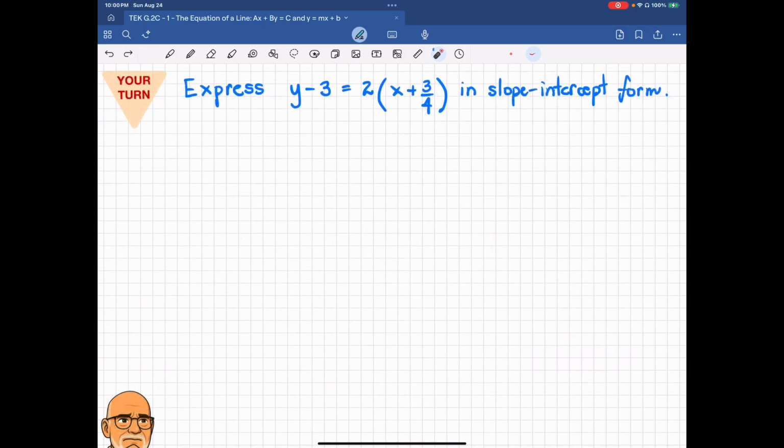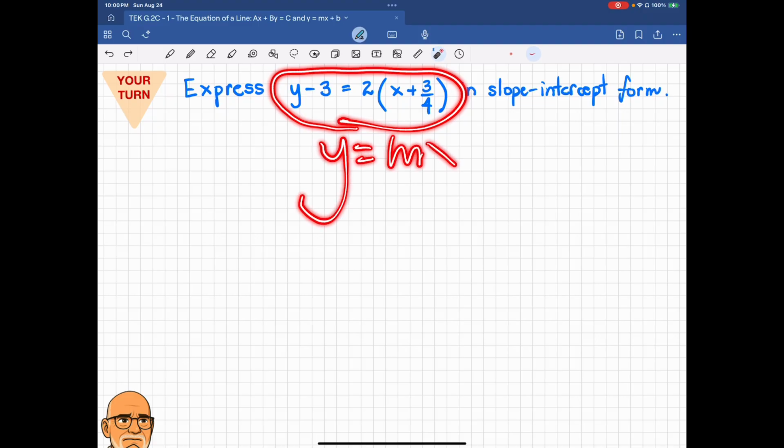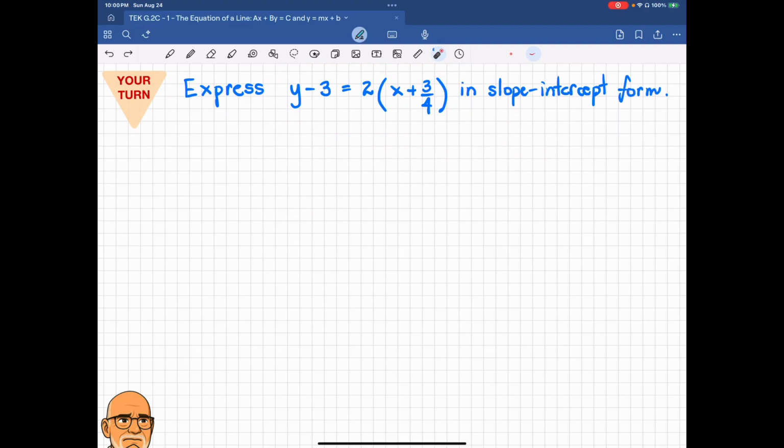All right, here we go again. It's your turn to take the lead. Now let's see if you can apply what we just learned to this specific example. The instructions read, express this equation, y minus 3 equals 2 times the quantity x plus 3/4 in slope-intercept form. So they want you to take this equation and write it into y equals mx plus b. Remember to show all of your work and be sure to box in your final answers.